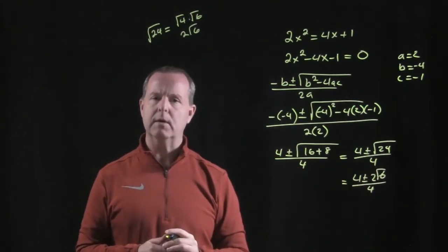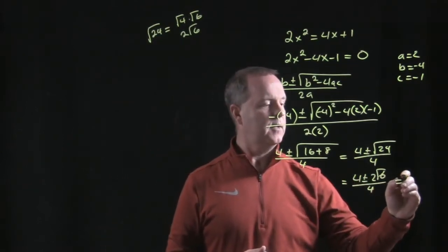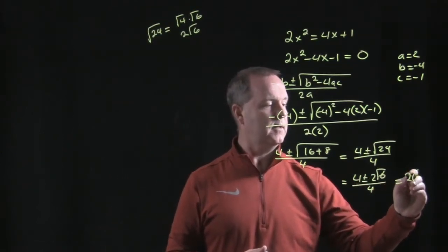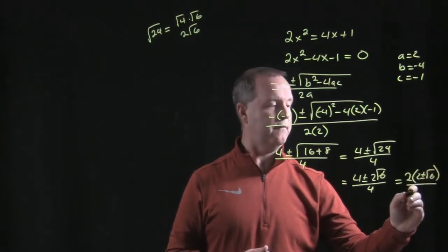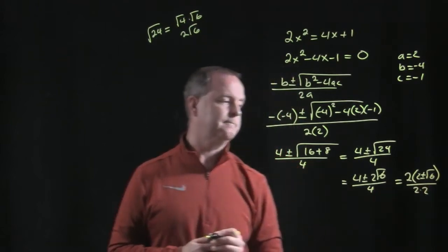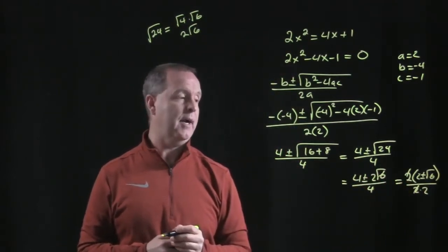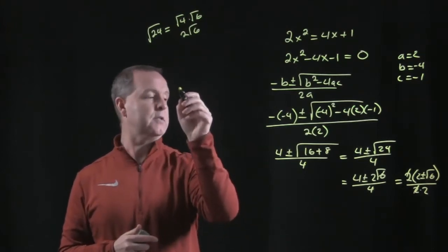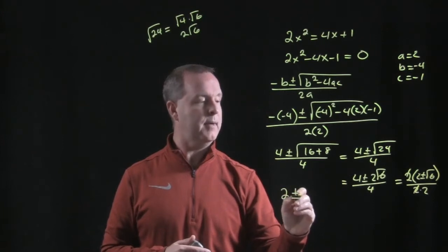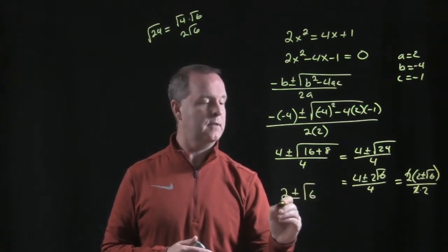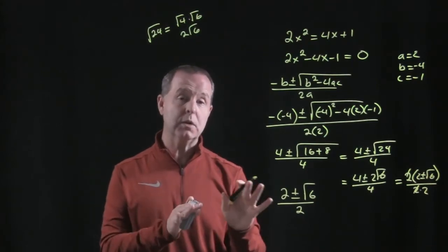And there's still a little bit more cleanup work to do. I can factor a 2 out of the numerator. So I have 2 times 2 plus or minus root 6 all over 4, which is 2 times 2. From there, you can see that I have a pair of 2's that factor out. And then I'm left with my final solution being 2 plus or minus root 6 all over 2. And that is my final 2 solutions.